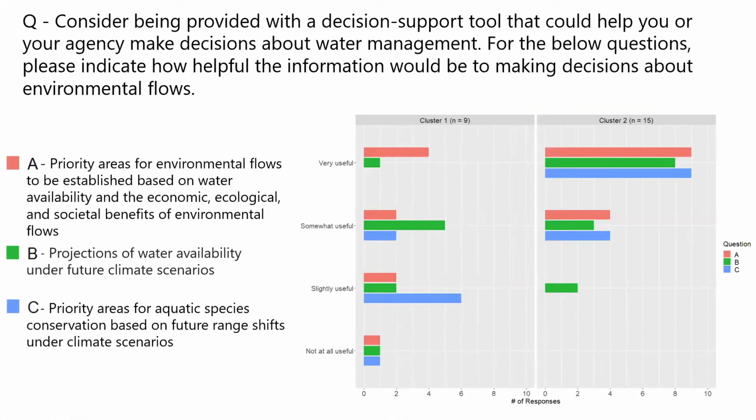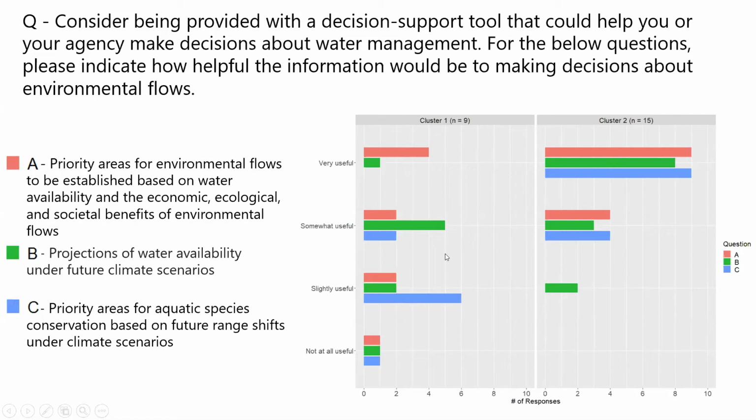And lastly, we asked about whether a decision support tool would be useful to your agency or help your agency make any decisions. And so we asked about some specific aspects of that decision support tool, like priority areas for environmental flows to be established, projections of water availability under future climate scenarios, and priority areas for aquatic conservation based on range shifts. I would say here that everyone thought that would be somewhat useful to an extent. Cluster 2 definitely thought that all of those things would be super useful.